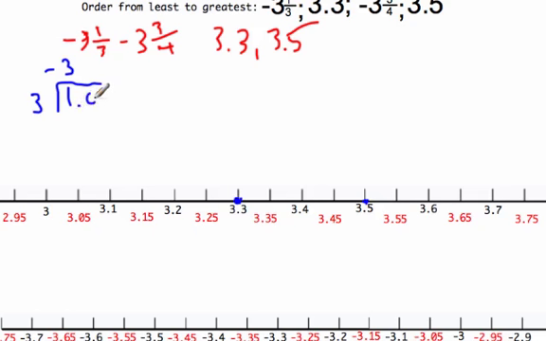3 goes into 10 3 times, and this pattern is actually going to keep continuing. I'll put the bar over it, but you'll be able to see here 10 minus 9 is 1, and we'd have to bring down a 0, we'd get 10 again. So that 3 is going to keep repeating. So negative 3 1/3 is really negative 3.3 repeating.